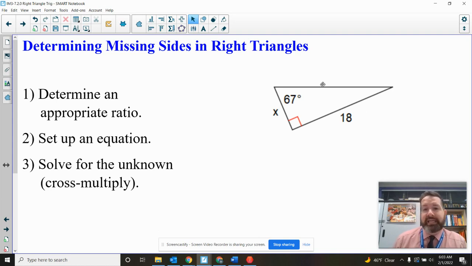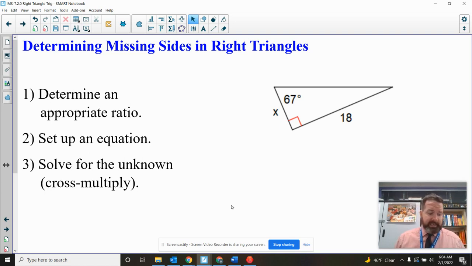So if you've got a situation like this, right triangle, I know an angle, I know one of the sides, I'm looking for another side, this is what trig is for. So here are our steps. First, you got to figure out which ratio you should be using. We got 3 of them: sine, cosine, and tangent.